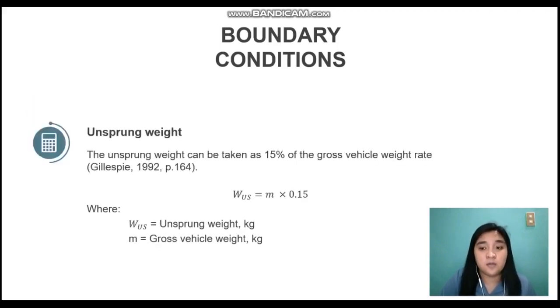Now for unsprung weight. In our thesis, we have two cases, which are the sprung and unsprung. For the sprung weight, it is only equivalent to the gross vehicle weight, while for the unsprung weight, it's only 15% of the gross vehicle weight.